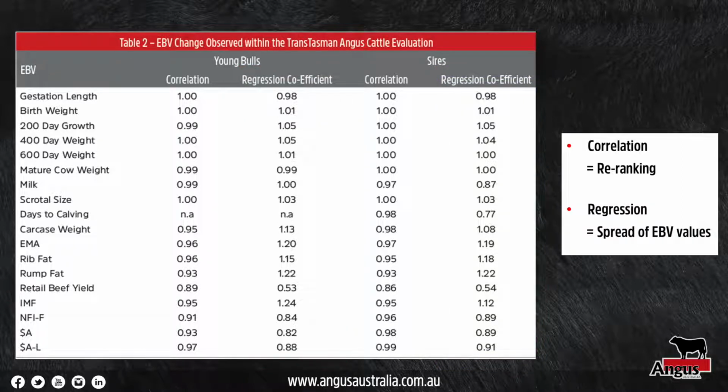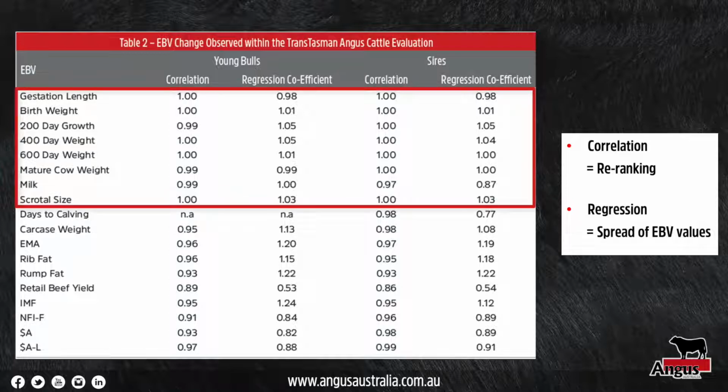If we look through the particular traits now in a bit more detail, as we've seen, and a common theme starting to emerge, there's really not much change in those breeding values for the birth traits, for the weight traits, and into scrotal circumference. So for both the young bulls and the sires, we have a correlation close to 1.